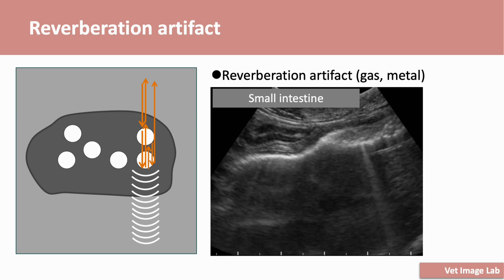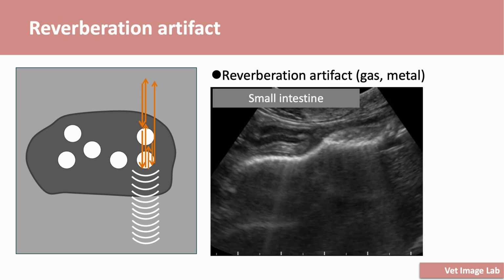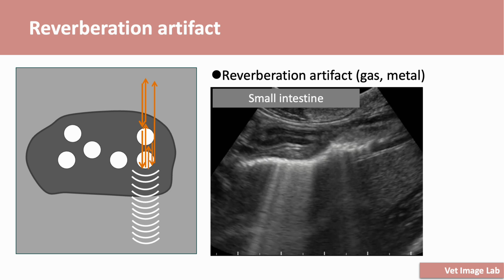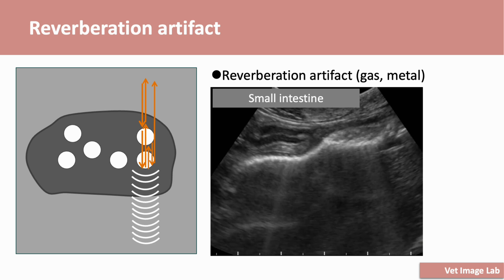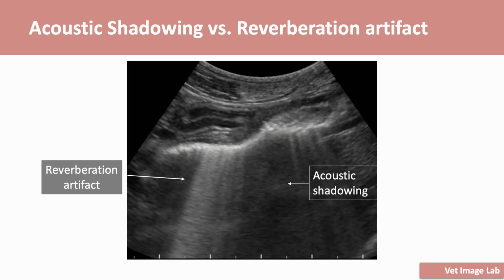The ultrasound waves are reflecting multiple times within the gas-filled area, producing the characteristic bright, parallel lines. Since reverberation artifacts primarily occur at highly reflective interfaces, they are commonly seen with gas or metal.